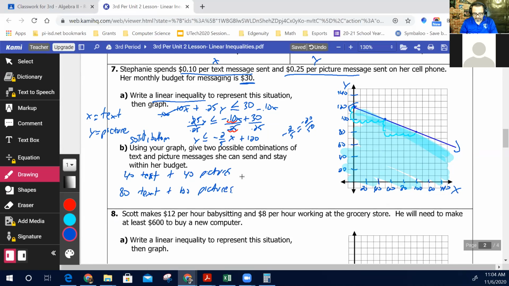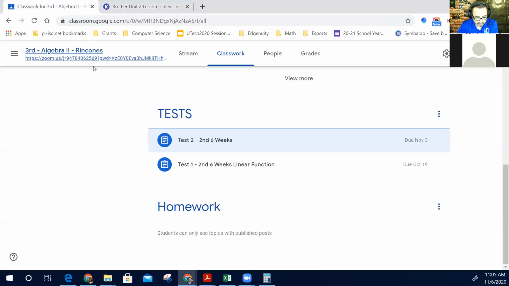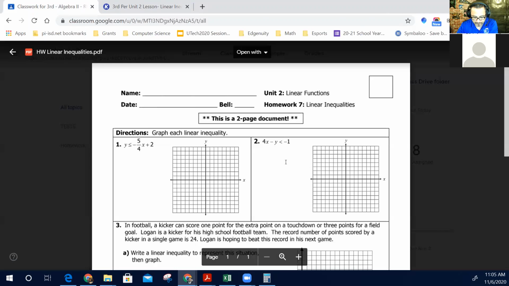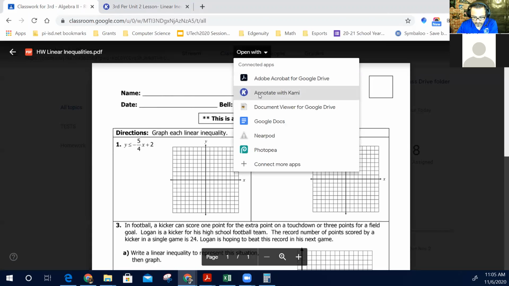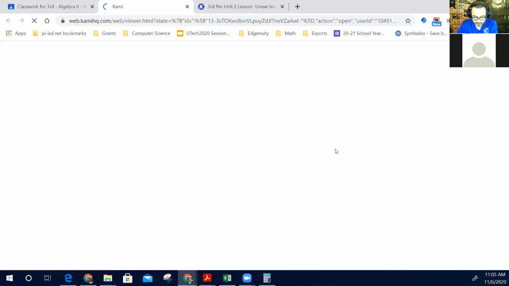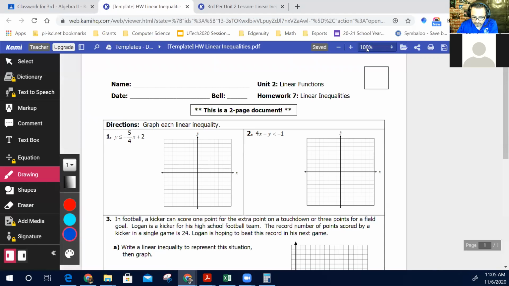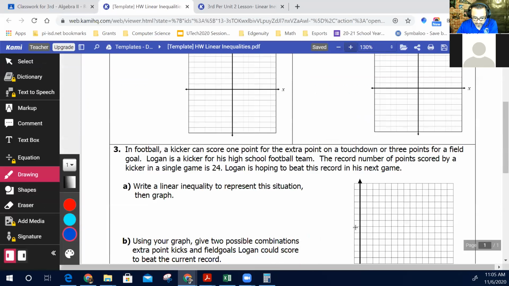All right, so your homework assignment was, you were just doing number 1, 2, and 3 on the homework assignment. So make sure that you work on that. So let's take a look. The homework assignment is on linear inequalities. And let me just pull this up. So this is the homework assignment. You are just doing number 1, 2, and 3.